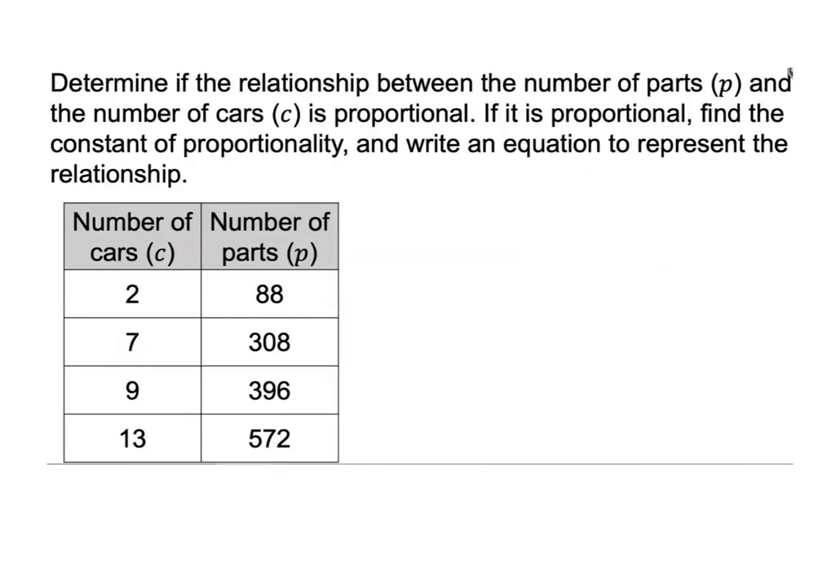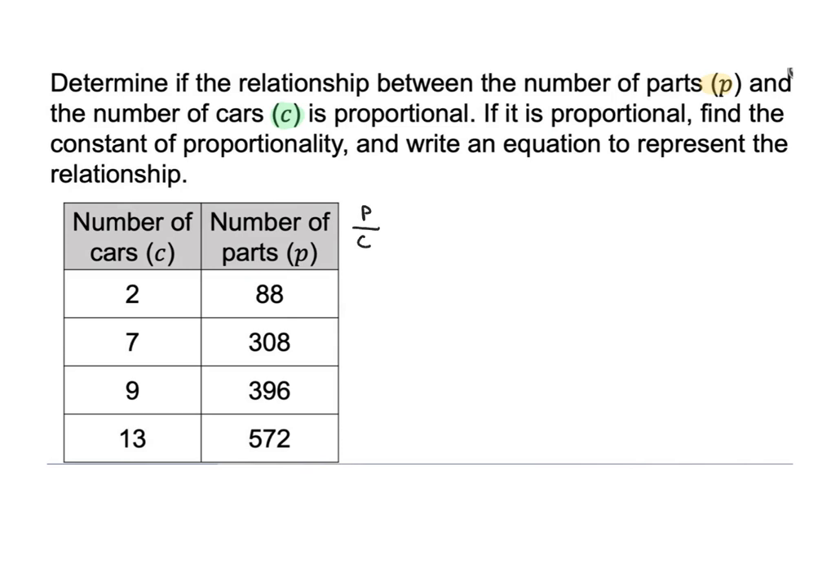Let's try out a problem. We're being asked to determine if a relationship between a number of parts, P, and the number of cars, C, is proportional. If it is, we're going to find that constant of proportionality and write an equation to represent the relationship. So I can start with finding my ratios, in this case, of the parts over cars.